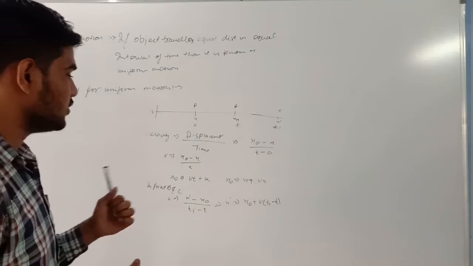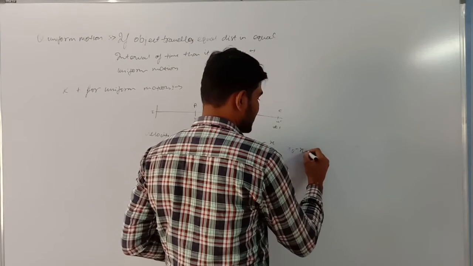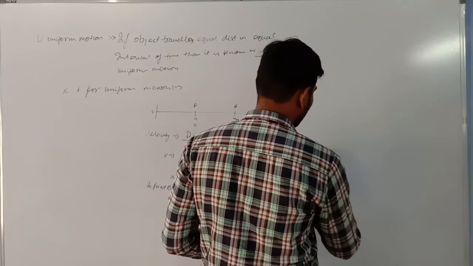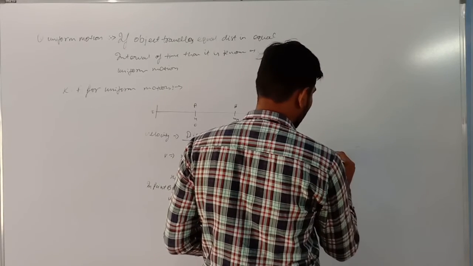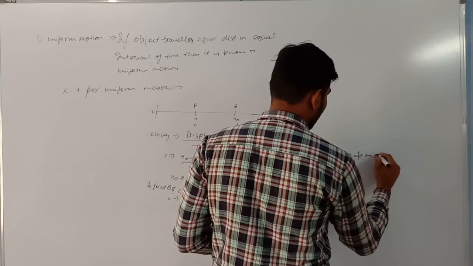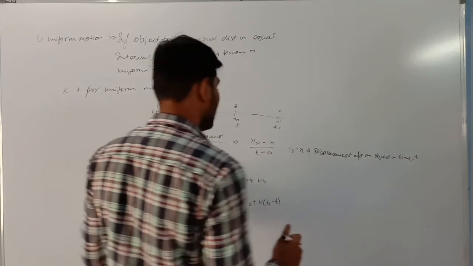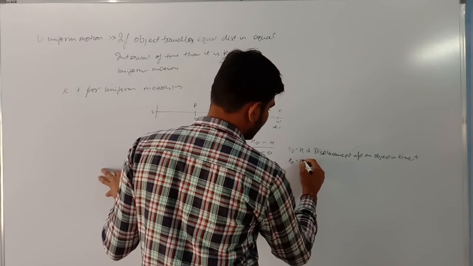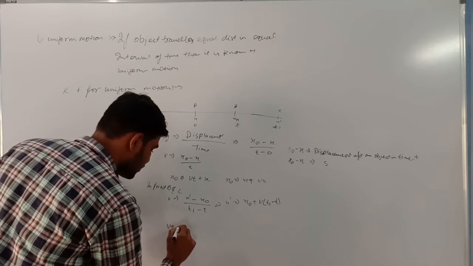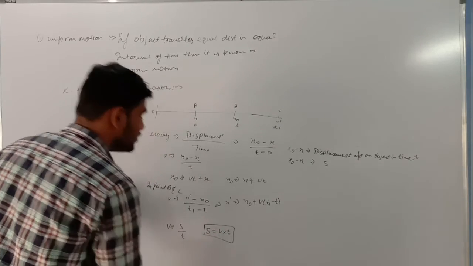So let's introduce a new term. You can say that x naught minus x is the displacement of an object in time t. So x naught minus x will be equal to s. So we can write that v equals s upon t, so s equals v into t. That is the formula for displacement.